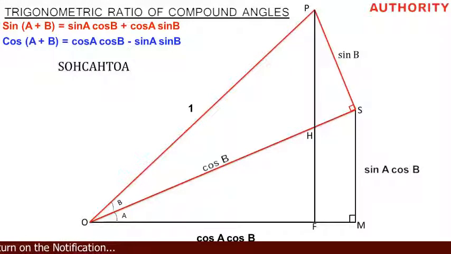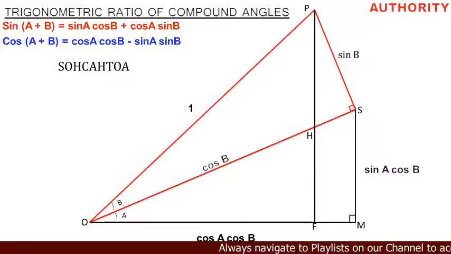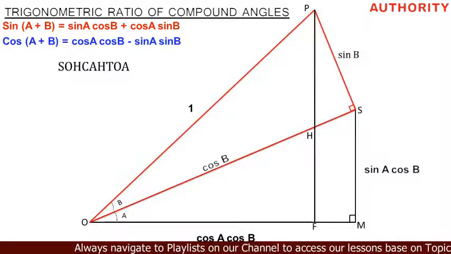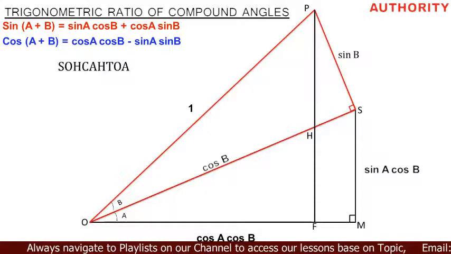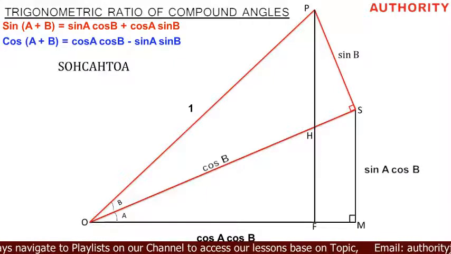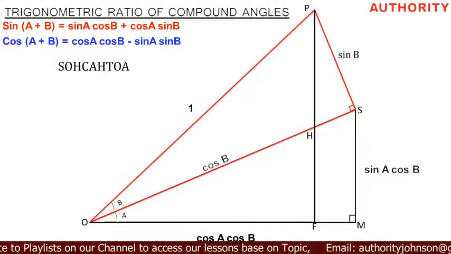As we draw this line PF, it also cuts line OS. Now let's name the point H. Now you discover that as we draw our line PF, we can see clearly that we have another triangle, triangle OPF.